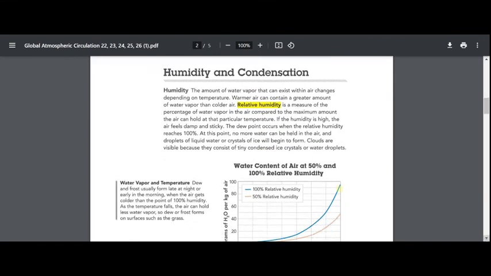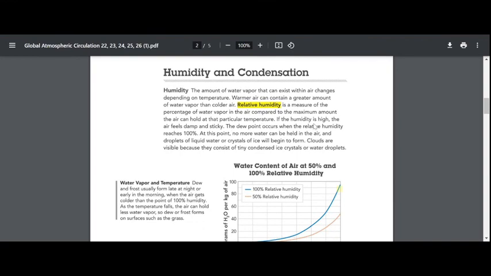All right, so up next we have humidity and condensation. Humidity is the amount of water vapor that can exist within air, and it changes depending on temperature. Warmer air can contain a greater amount of water vapor than colder air. Relative humidity is a measure of the percentage of water vapor in the air compared to the maximum amount the air can hold at that particular temperature.